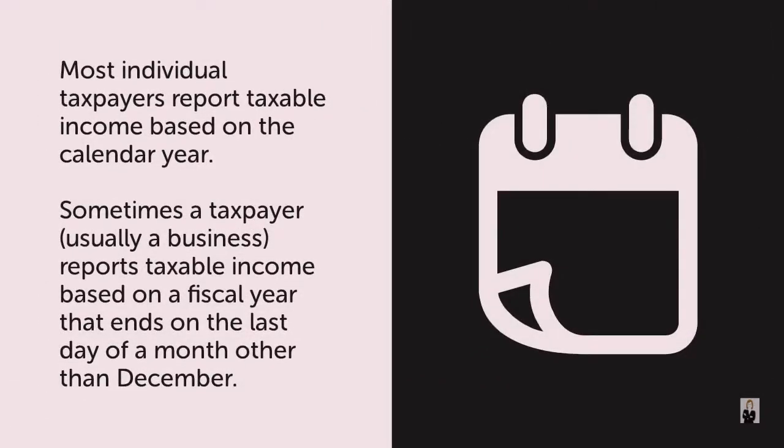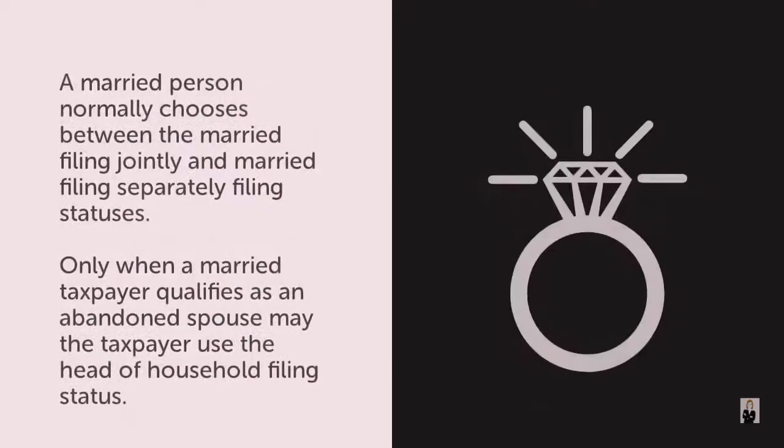Most individual taxpayers report taxable income based on the calendar year. Sometimes a taxpayer, which is usually a business, would report their taxable income on a fiscal year. That means that it doesn't end on December. It starts or ends at another time outside of the calendar year.